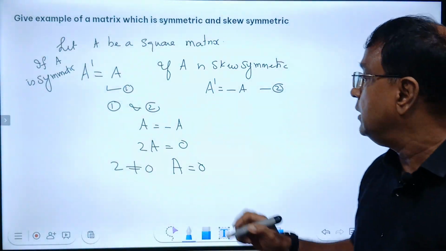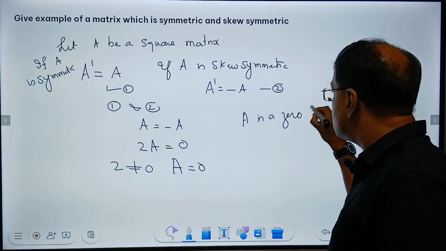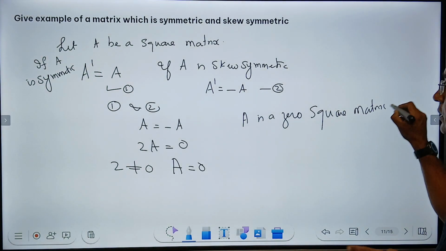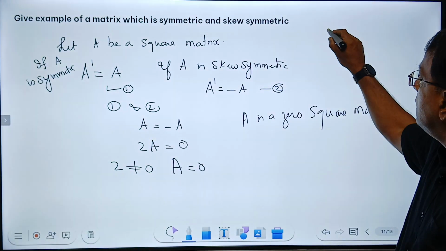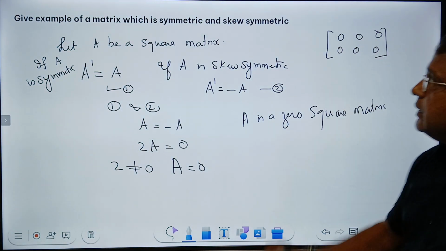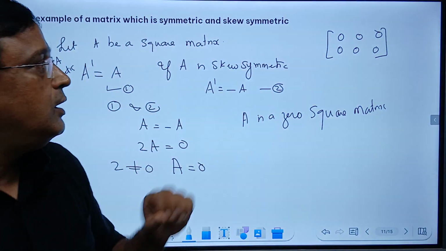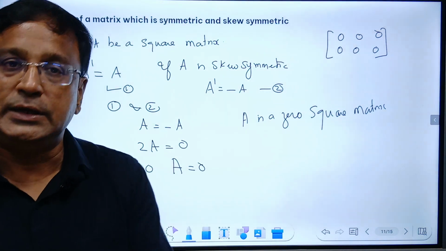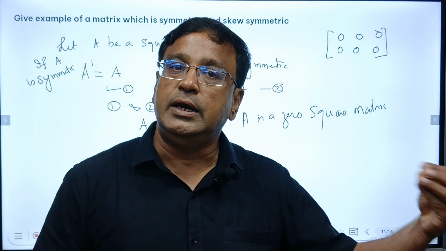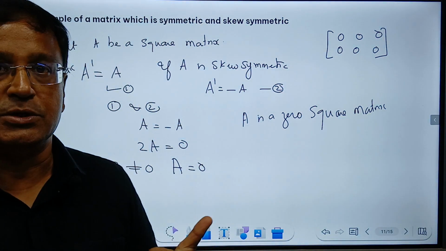Okay, you have to say A is a 0 square matrix. If you only say A is a 0 matrix, I can take it for granted it's a rectangular matrix. For a rectangular matrix, you cannot talk about symmetric and skew symmetric. You understand? So it is very important you specifically write the answer not just as A is a 0 matrix, but as A is a 0 square matrix. Only then it can be symmetric as well as skew symmetric.